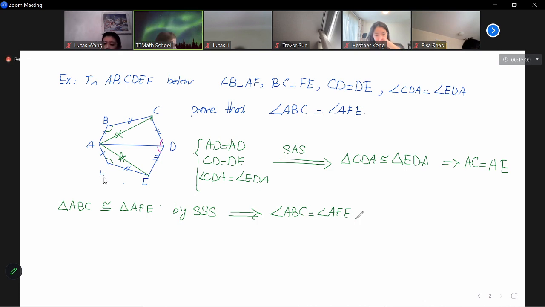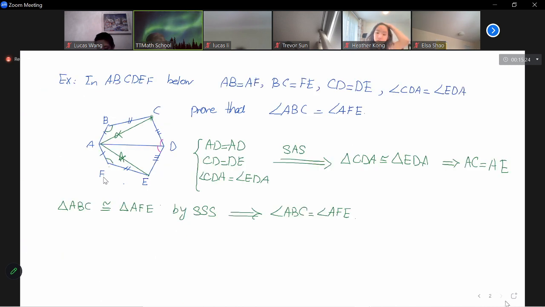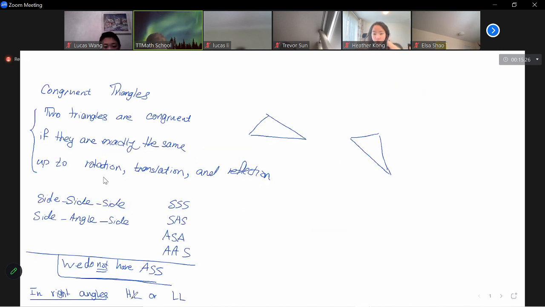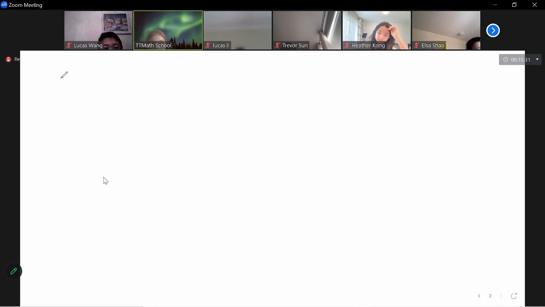So it was not difficult, right? We used side congruency. We also used side angle side. Remember, we do not have angle side. We also have leg and hypotenuse leg. Okay, so let's go to the next question. If you need to take notes and I go fast, let me know. I can wait for you to take notes.